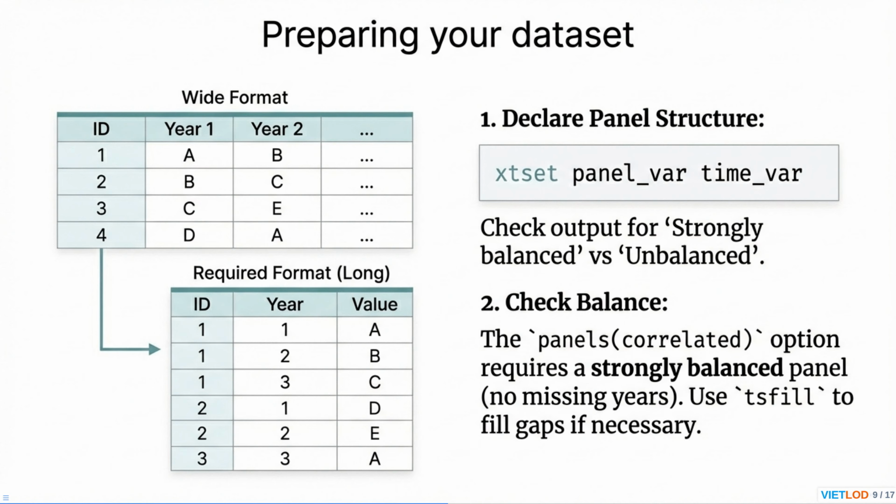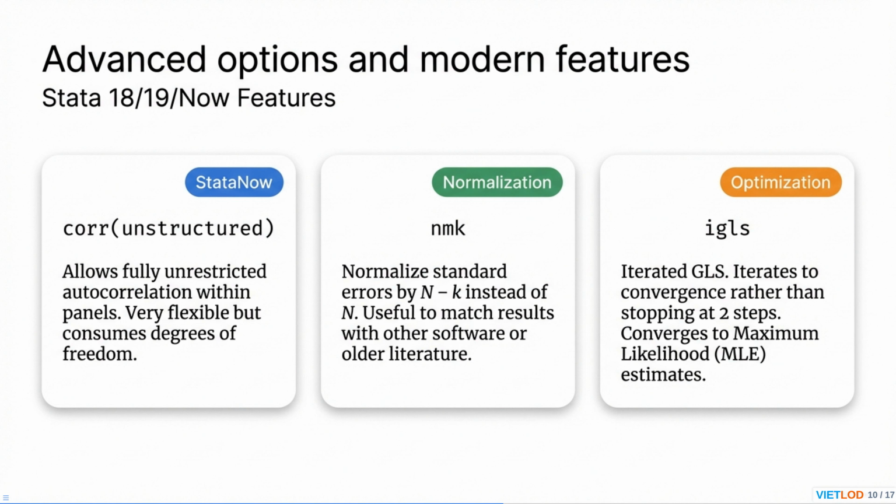Next, it's essential to check the balance of your panel, especially if you plan to use advanced options like panels correlated in xtgls. This particular option requires a strongly balanced panel, meaning there are absolutely no missing years for any individual unit. If your data has these gaps, the tsfill command is your tool. It will automatically fill in missing time periods with observations containing missing values for other variables, ensuring your panel is strongly balanced and ready for robust estimation methods.